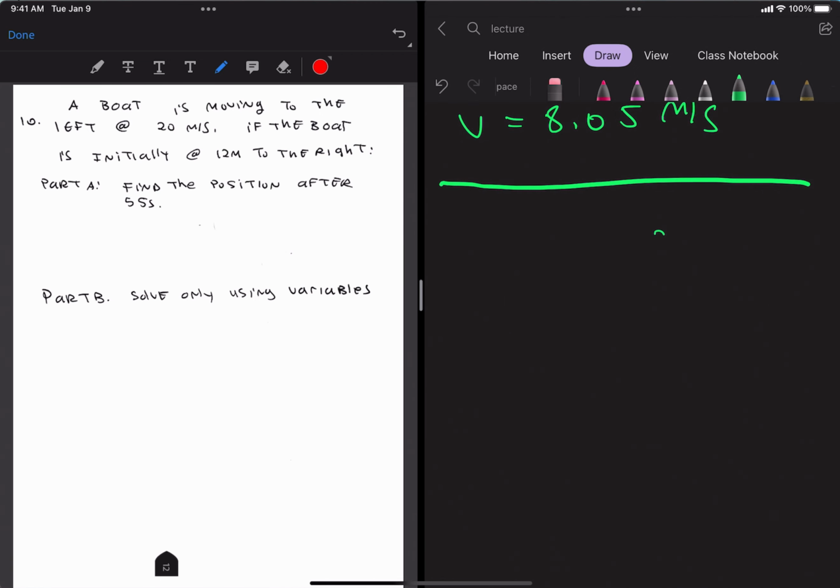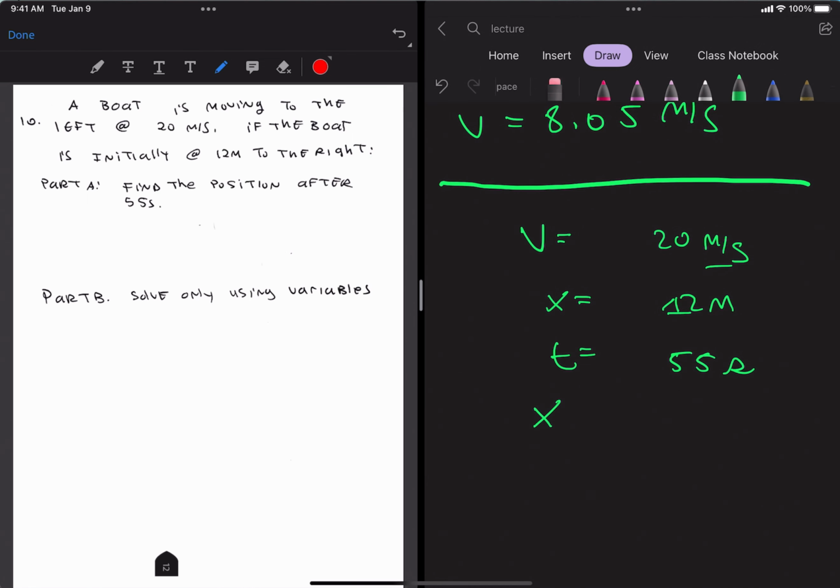Alright, so let's see what the answer is for this one, but first let's write down the givens. First number is 20 meters per second. Meters per second is a velocity. And you have 12 meters. Meters is a distance, I'm going to call that one x. And we have 55 seconds, that's time. And we're trying to find the position, so we're trying to find x.